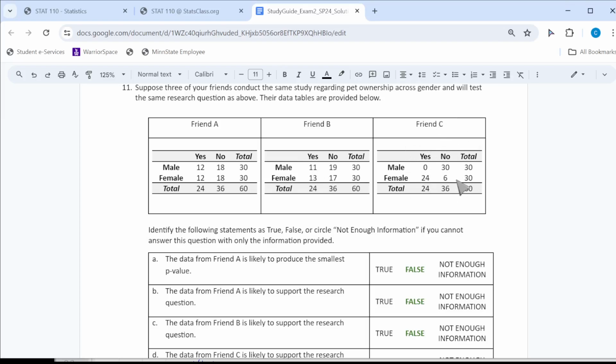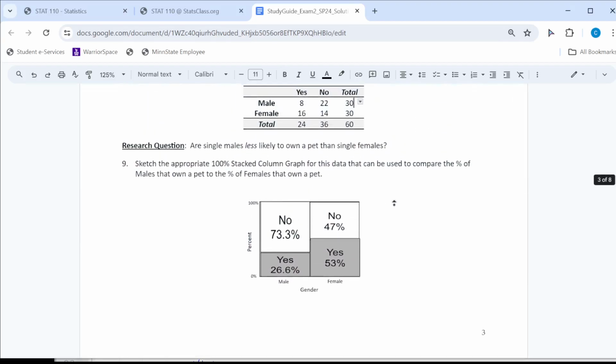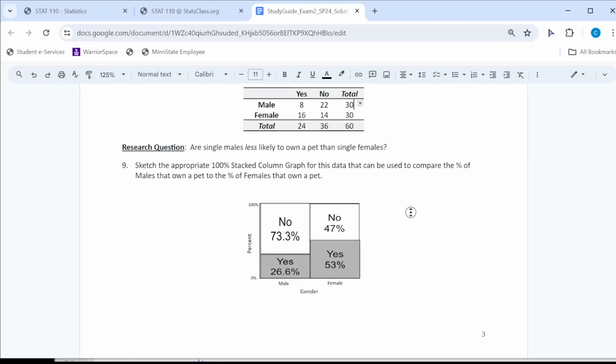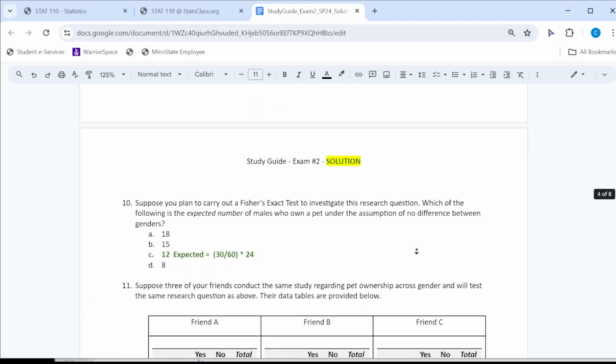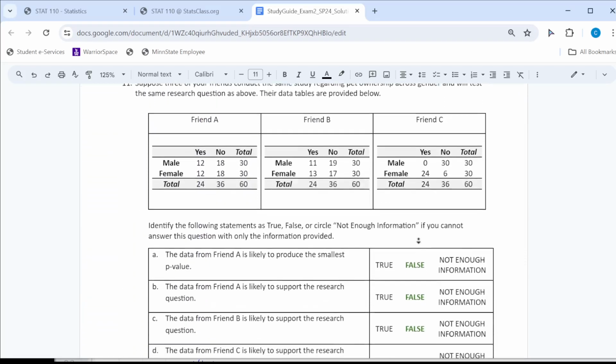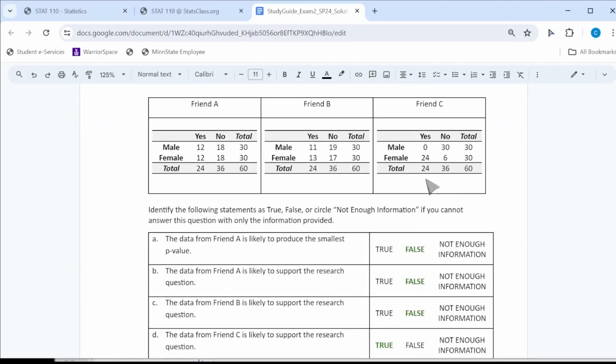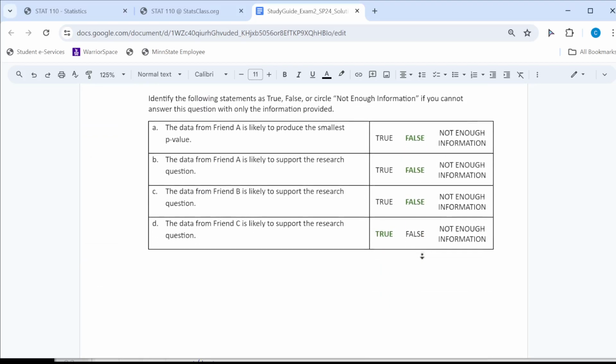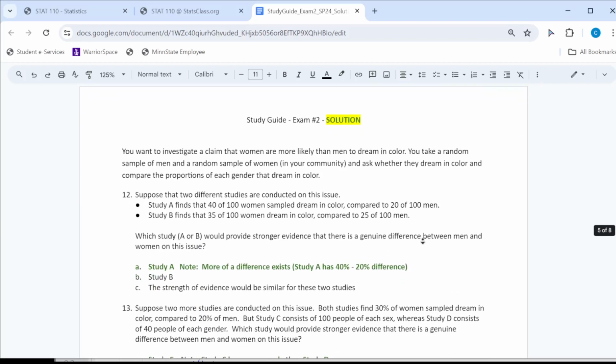C is definitely going to support, because if you create the 100% stacked column graph for friend C, those two boxes are going to look very, very different from one another. And if they're very different from one another, then that p-value is going to be small. All right, let's keep going here.